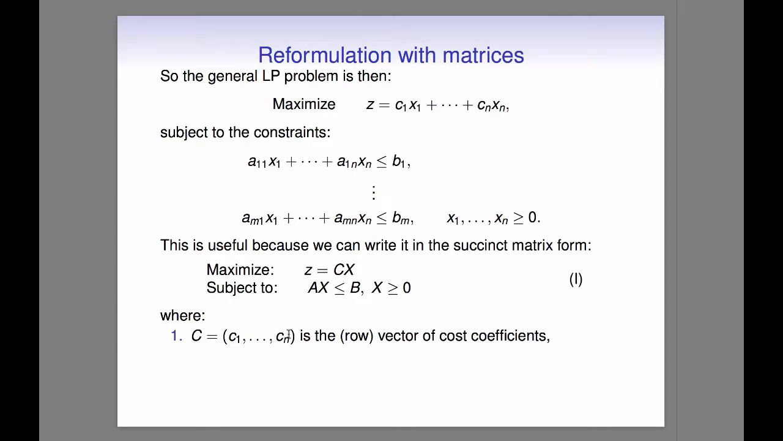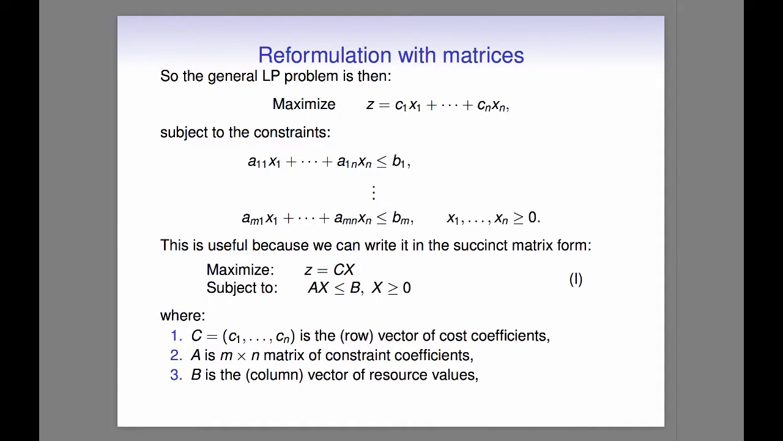So we've got C is the row vector of cost coefficients. A is the matrix of constraint coefficients. B is the column vector of resource values. And X, that appears here, is just our vector of decision variables, but written as a column so that we can perform the matrix multiplication A times X.